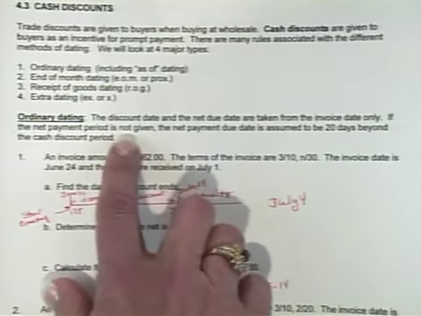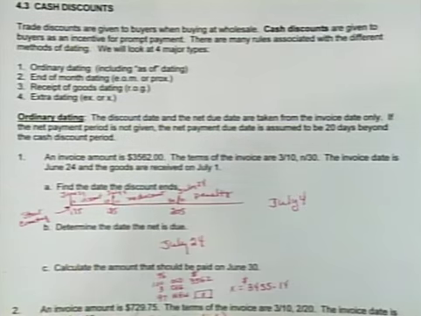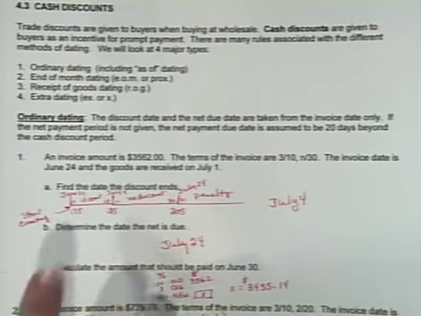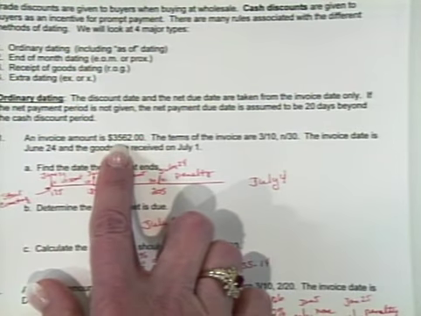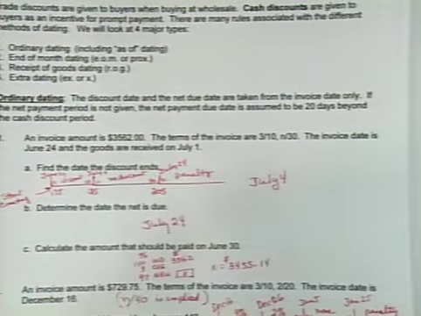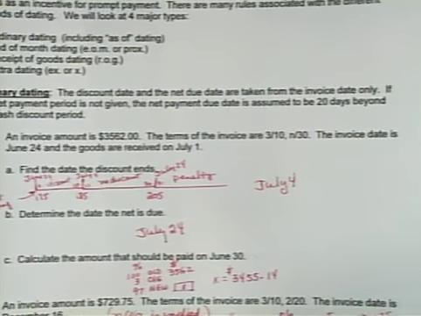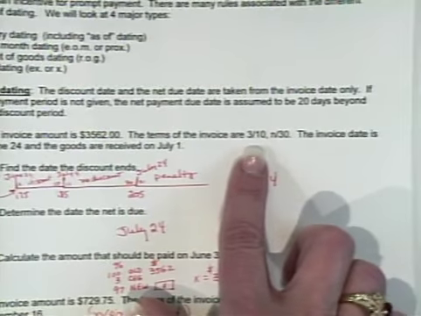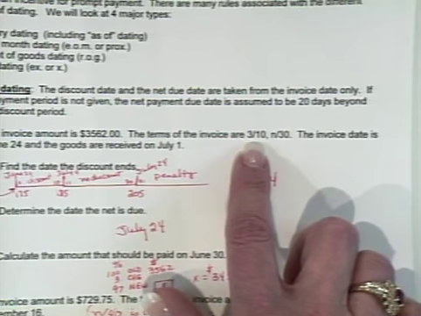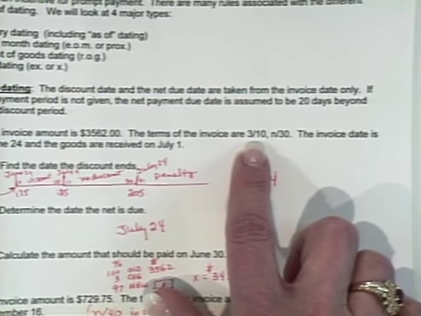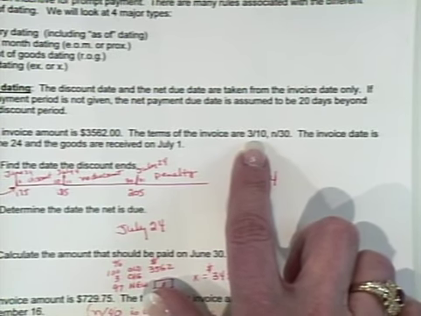If the net payment period is not given, the net payment due is assumed to be 20 days beyond the period where the discount ends. Let's look it over. An invoice in the amount of $3,562 comes to your desk, okay? You are the business owner. The terms of the invoice, oh my goodness, they look just exactly like trade discounts. How are we going to recognize these as cash discounts? Where are we going to find them?